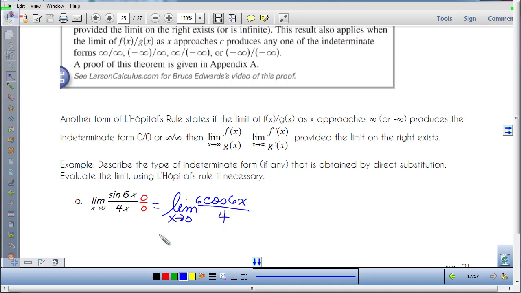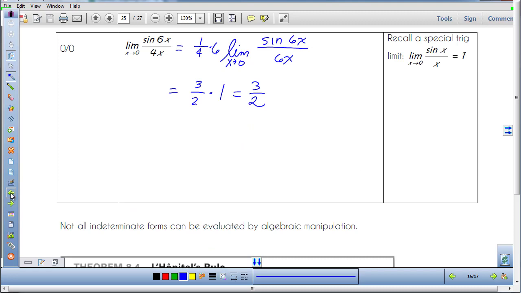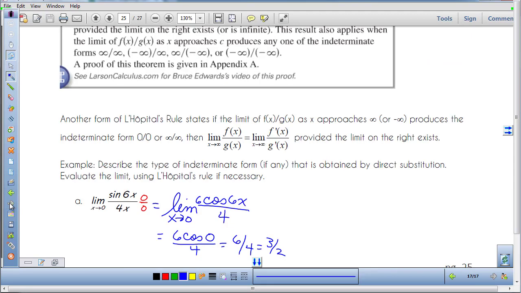And so now if I try plugging in, we get 6 cosine of 0, because 6 times 0 is 0, over 4. Okay, and of course cosine of 0 is 1. So we find that the limit is 6/4 or 3/2, which is what we found it to be before. Okay, so we could have done this using algebraic manipulation or using L'Hopital's rule. But we can only use L'Hopital's rule if we have one of these determinate or indeterminate forms.